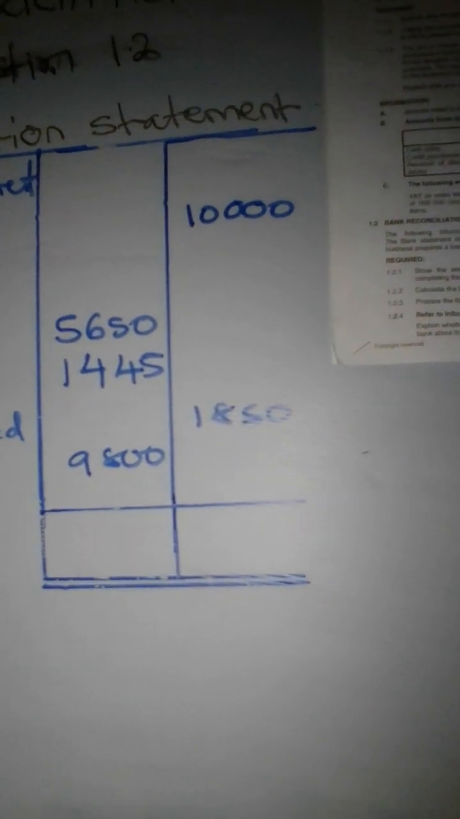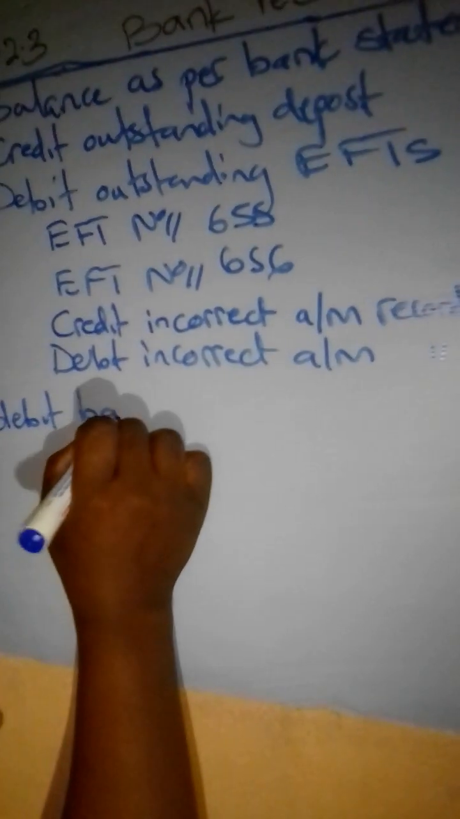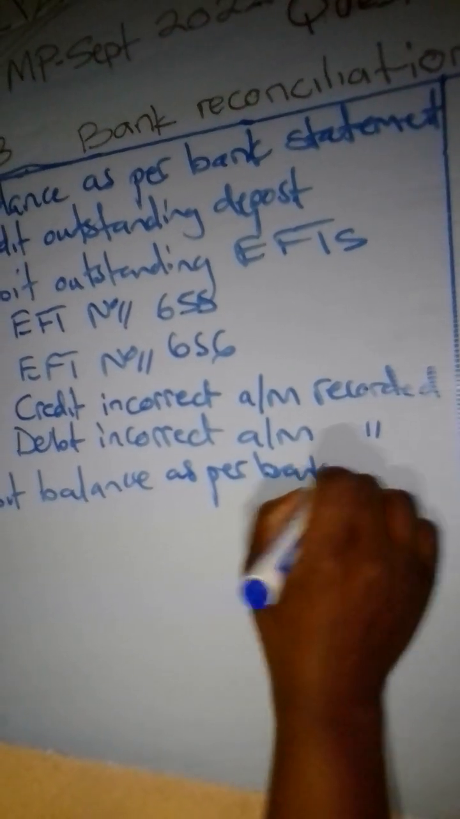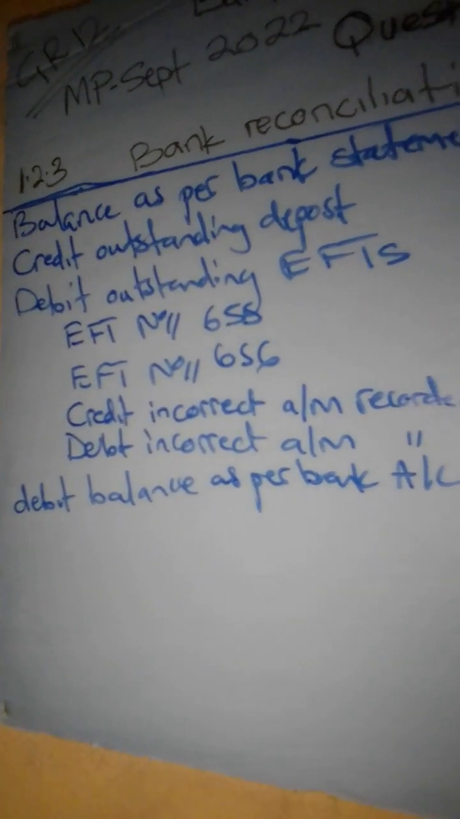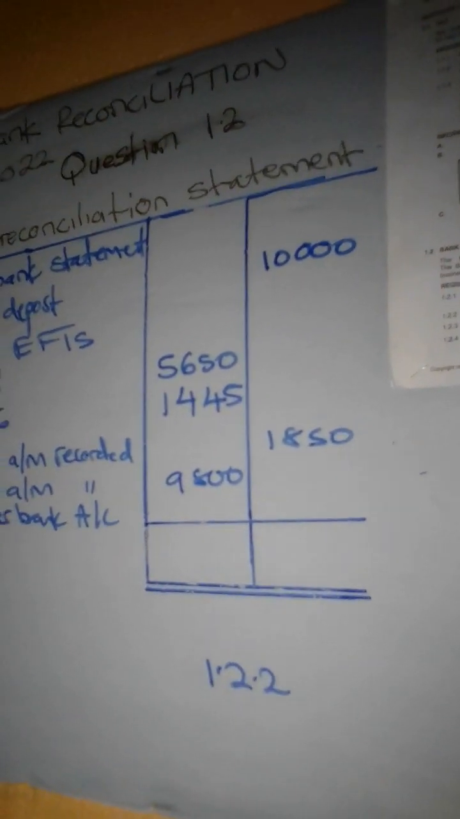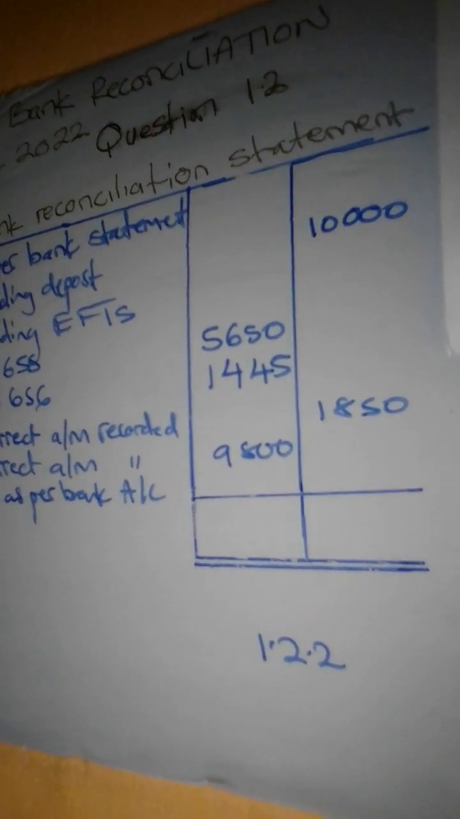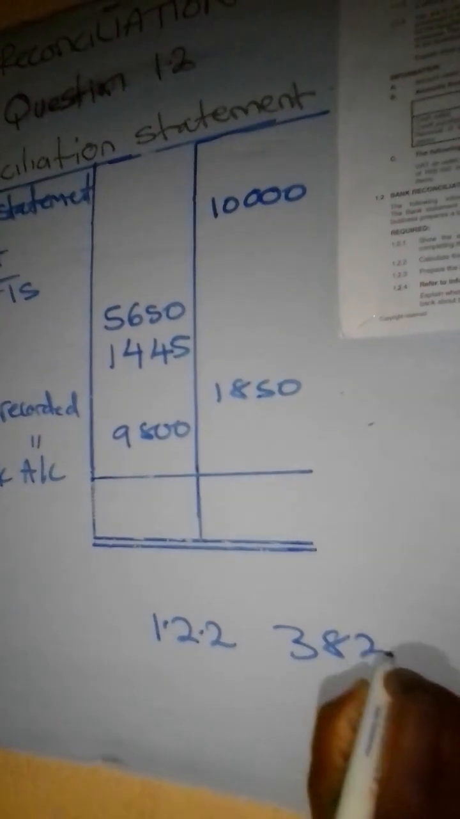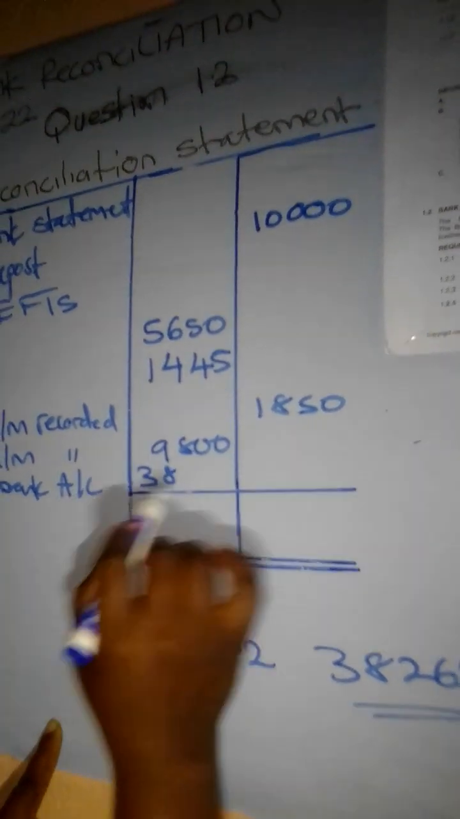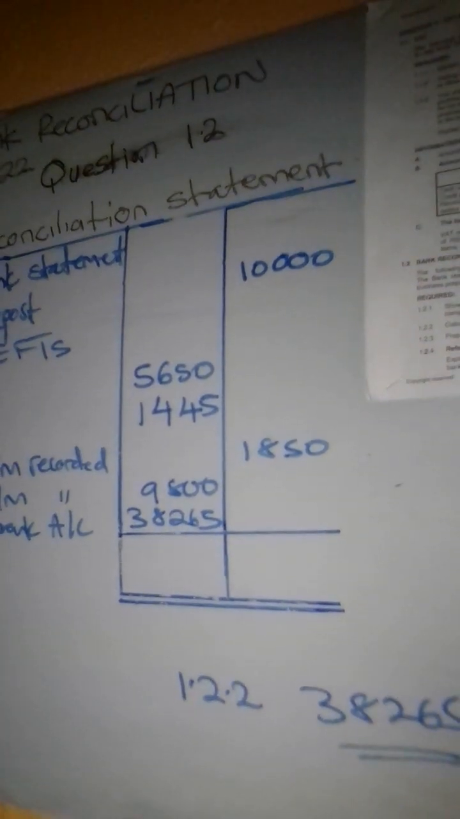The last thing that we are going to record is our balance as per bank account. It's a debit balance, which we calculated in 1.2.2, and the amount we calculated was 38,265. So we are debiting it 38,265. Now we have got everything that we need for our bank reconciliation statement.